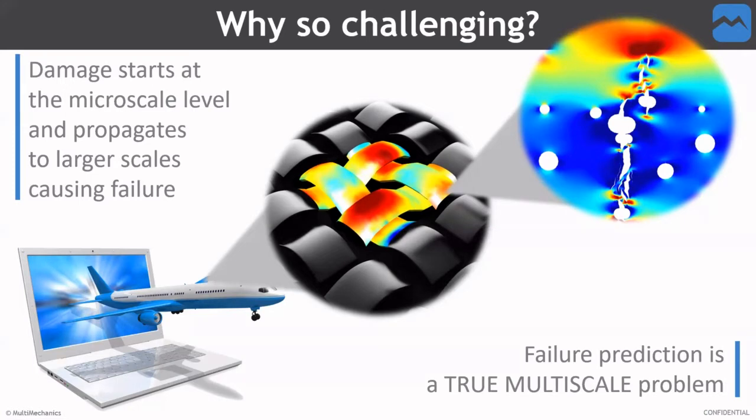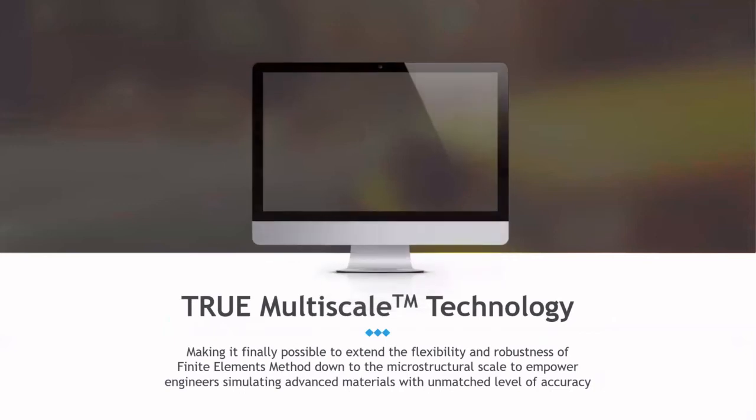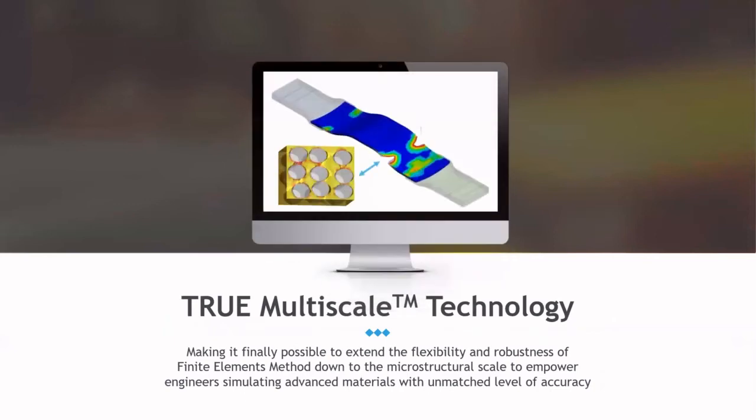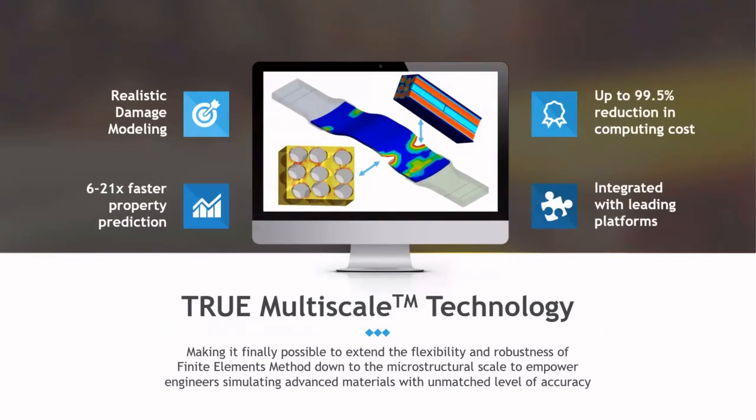To do so, we require an FEA mesh that is way too large. So a feasible way of doing this is through a hierarchy of length scales. So what does MultiMech provide? In summary, we provide a true multi-scale solution that extends FEA down to the microstructural level with these key features.